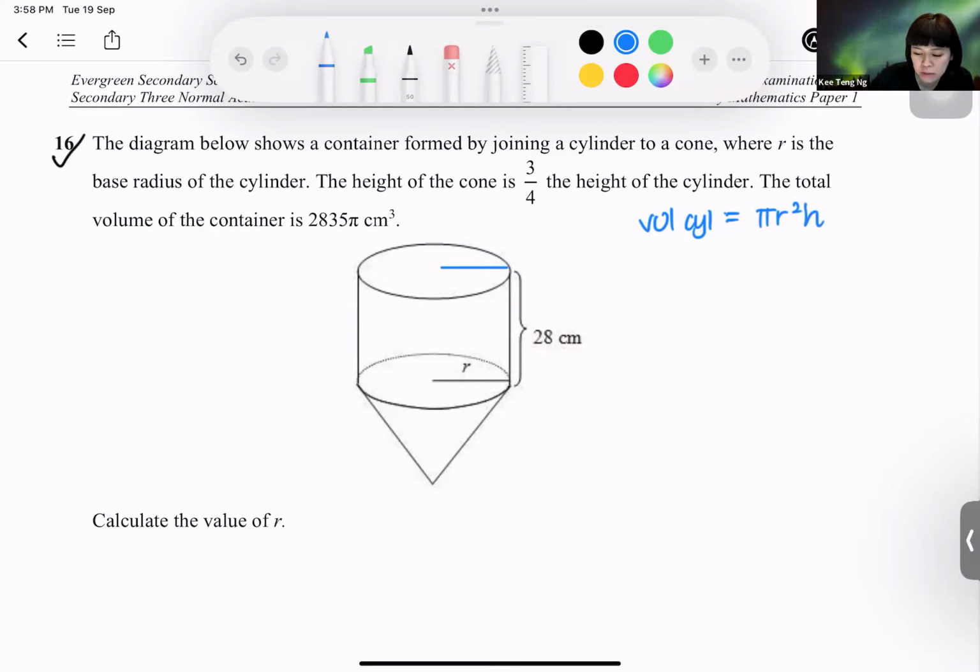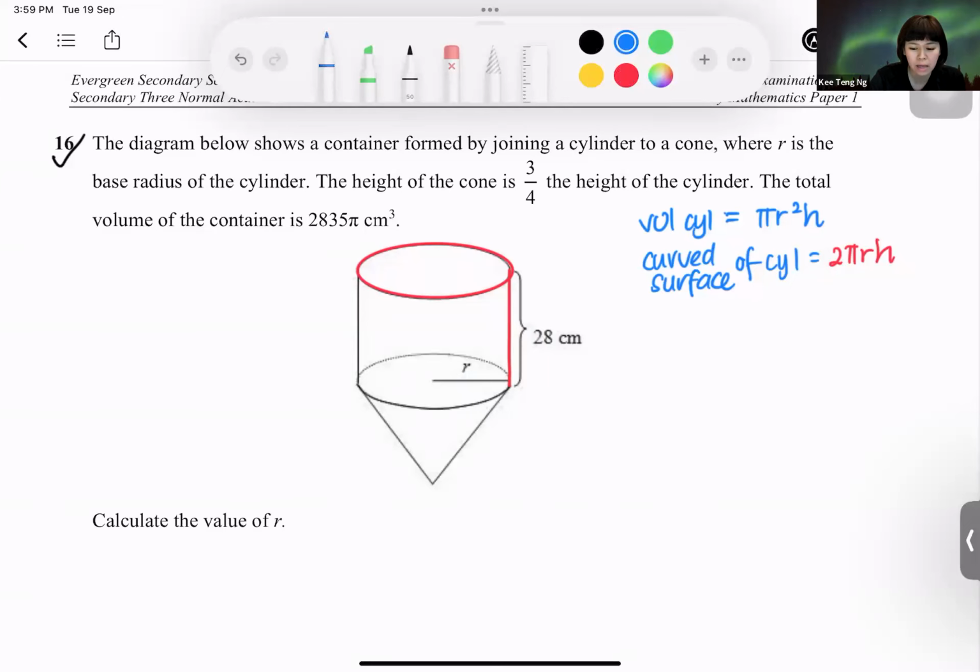Right? But if I want to find the curved surface of the cylinder, what do we do? We take the perimeter of its circle. In this case, what is this perimeter of the circle? This is actually the circumference over here. So it's 2 pi r, the circumference, times its height, h: 2 pi r h. The curved surface area of the cylinder.